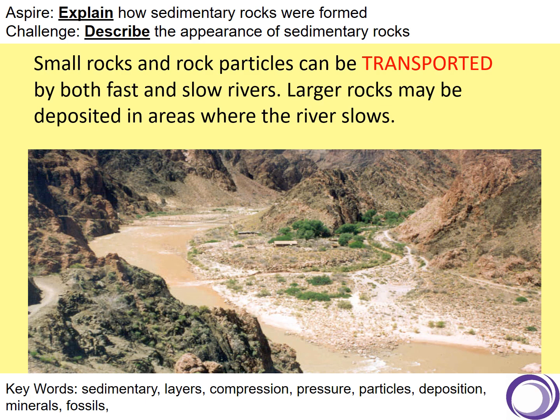Small rocks and rock particles can be transported by both fast and slow flowing rivers. Large rocks, however, may be deposited in areas where the river slows, and you can see this on the picture to the right hand side, as the water has gone round the bend and has slowed down, rocks and particles have been deposited on that far right hand bank.